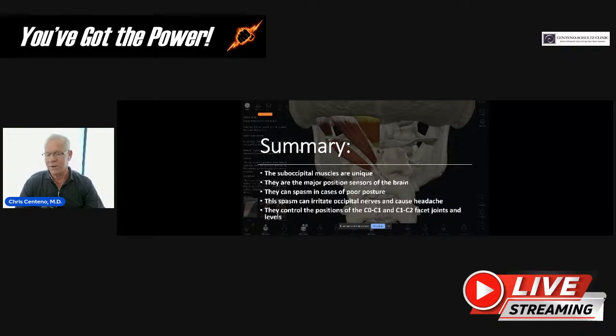And they can control the positions of the C0, C1 and C1, C2 facet joints at those levels. So if you're someone with a chronic C0-C1 problem, the rectus capitis posterior minor or the superior oblique might be two muscles to look at. If you're someone with a chronic C1, C2 rotational issue, then that inferior oblique may be one to look at.